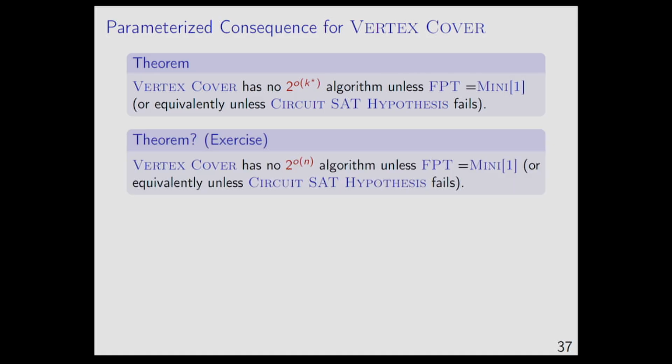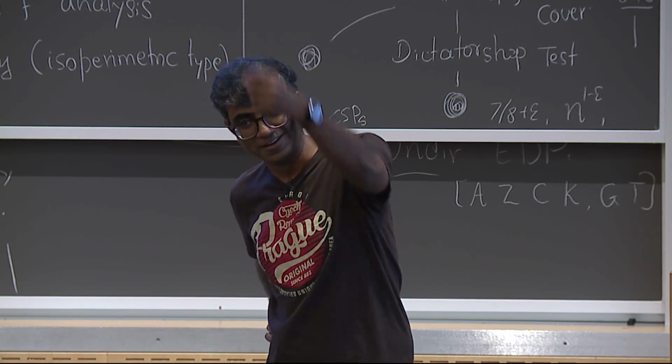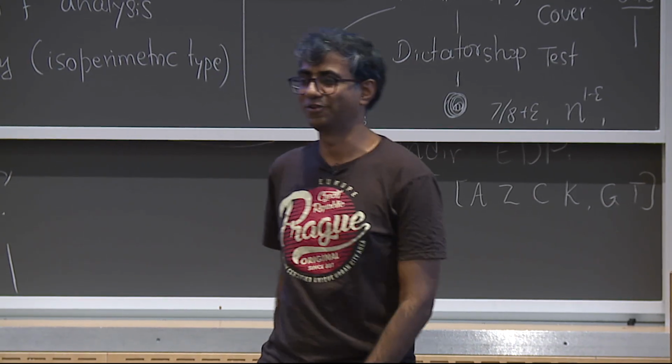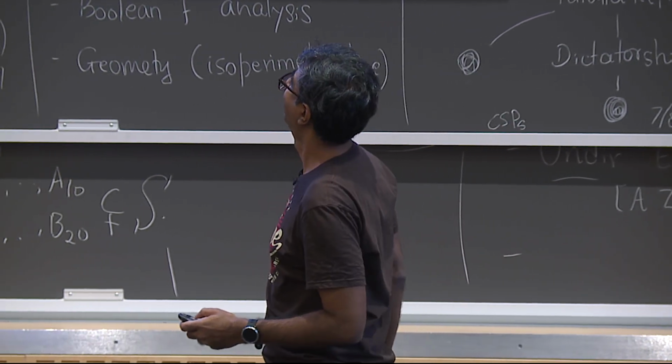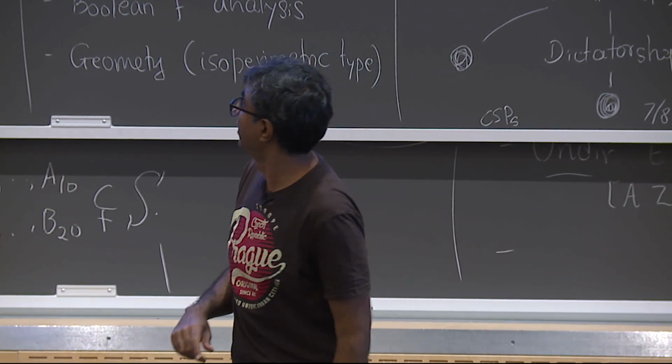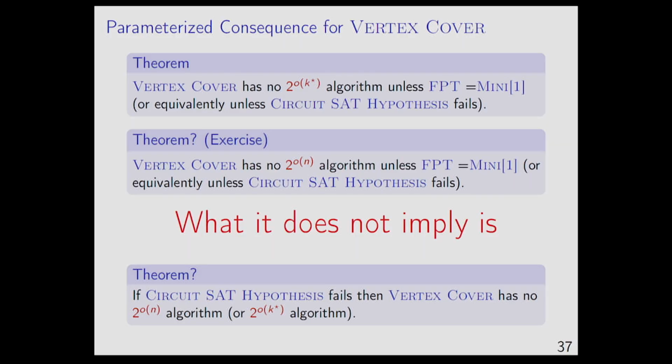So it's an exercise. Vertex cover has no 2 to the power little o of n algorithm unless FPT equals Min 1. Can you show that? Kernels. Okay? So you have to use the 2k size vertex kernel, and that will help you. What it does not imply is that if the circuit SAT hypothesis fails, then vertex cover has no 2 to the power little o of n algorithm. This it does not imply. All it can say is that it does not have a 2 to the power little o of n plus m algorithm. That's all that it says.